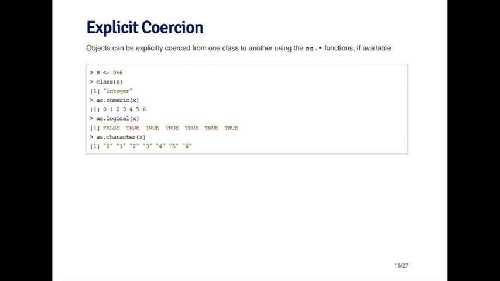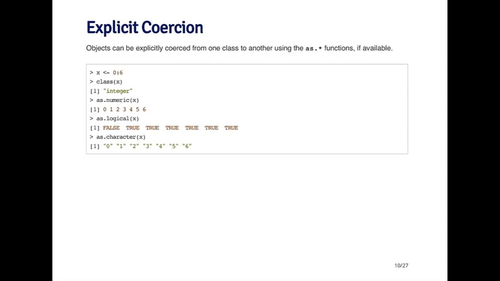Here in this example, I'm starting off by creating an object called x, which is a sequence of 0 to 6. This is an integer sequence, as you can see when I call class on the object. But I want to convert it into a numeric sequence. So I can call as.numeric on x, and you can see that it prints out 0, 1 through 6, which looks like an integer object, but it's actually going to be numeric.